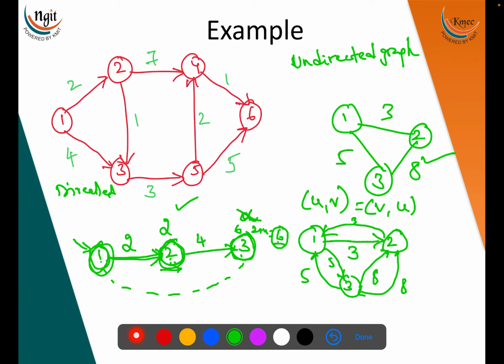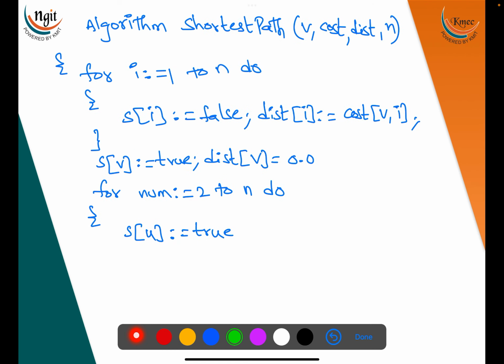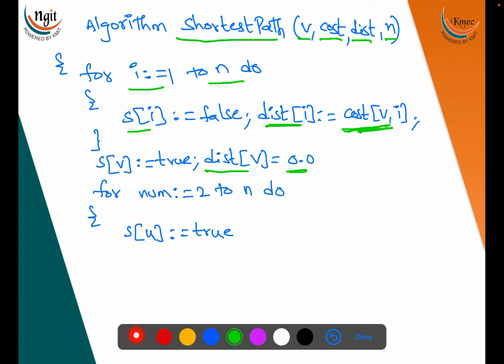Let us discuss the algorithm, then we'll come back to this problem to find the solution. Now the algorithm is what? We will be going to calculate shortest path. The parameters are number of vertices and cost, distance and the n value. So now we will be starting from one vertex to all the vertices. So we are taking some array, and distance of I is nothing but cost of v comma I, and distance of v is 0.